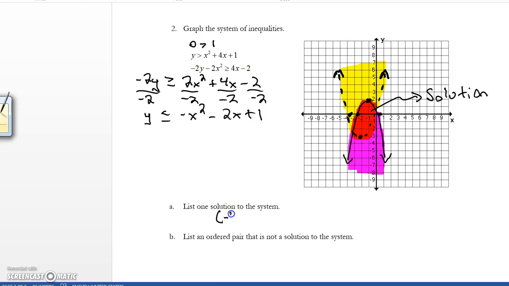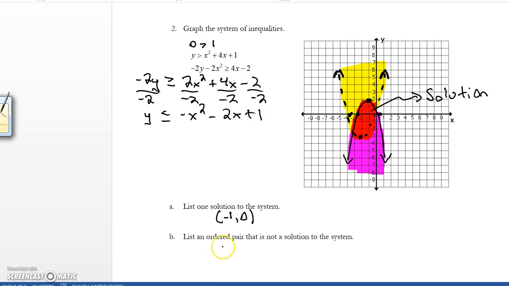And that'll do it. Anything inside that red region. I would be really careful. Don't choose an ordered pair on the boundary. On the boundary is actually okay as long as it's solid and also in the red region. On the dashed line, you don't want to choose those. So I'd make it simple.